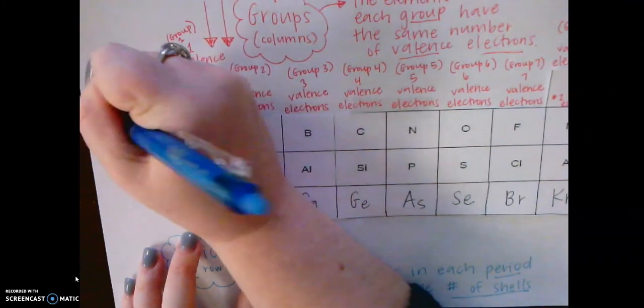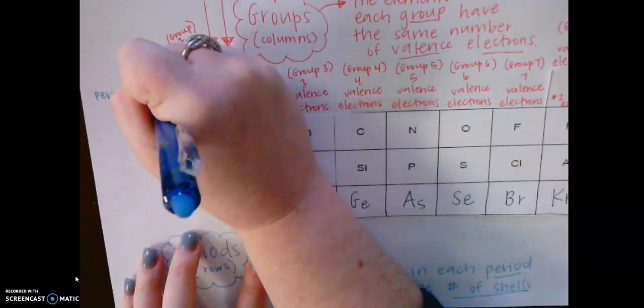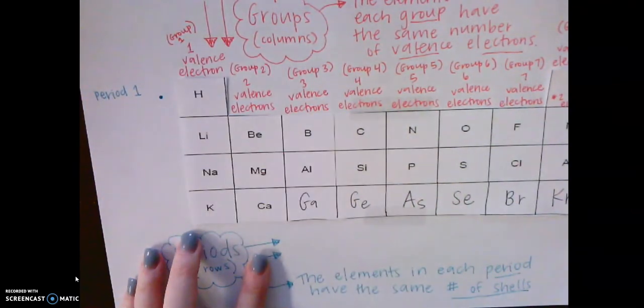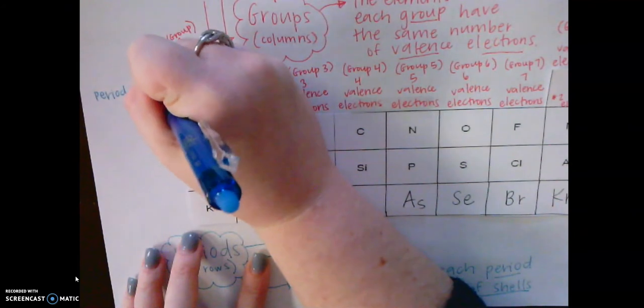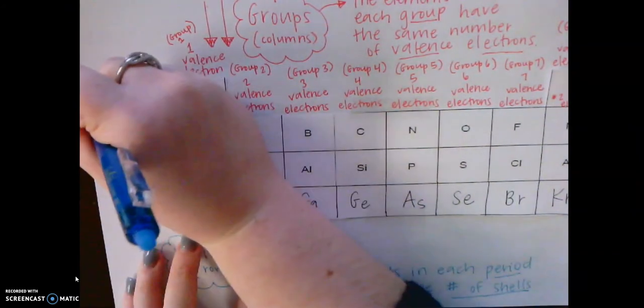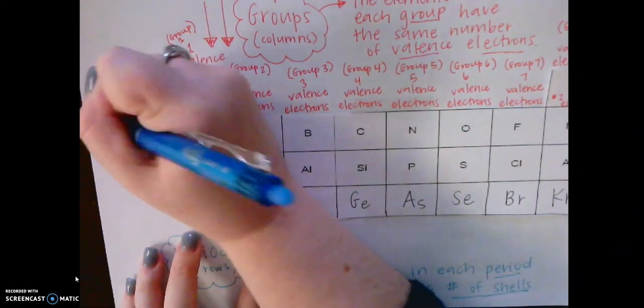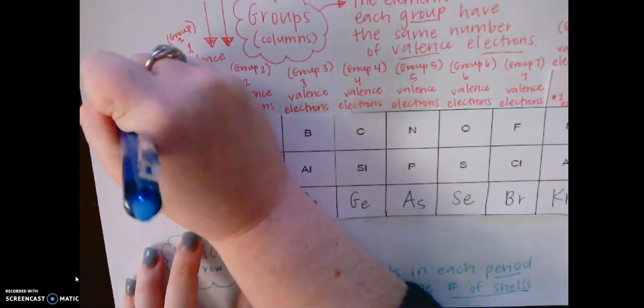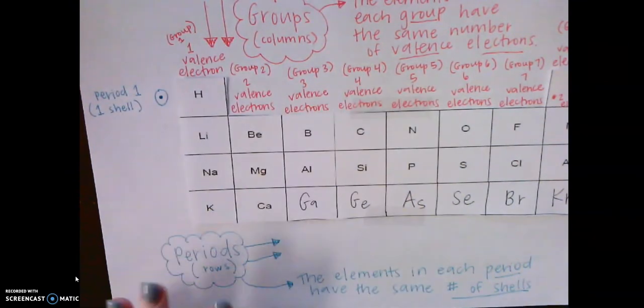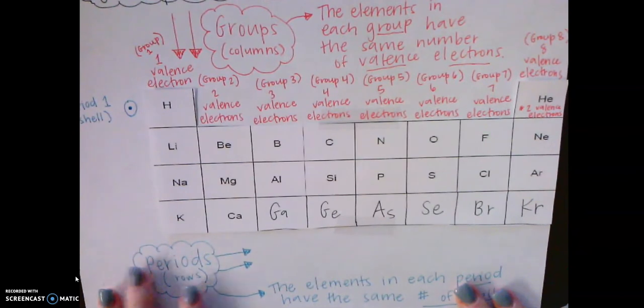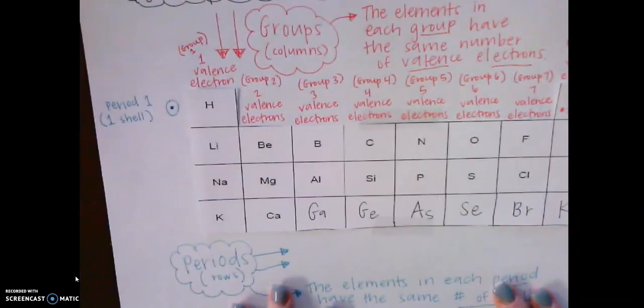Period 1. And I'm going to draw a little picture of that. So my little dot is going to be my nucleus. I'm going to have one shell around it. And I'm going to write that just to remind myself what period 1 means. It means there's one electron shell for every element in this row. So hydrogen and helium.